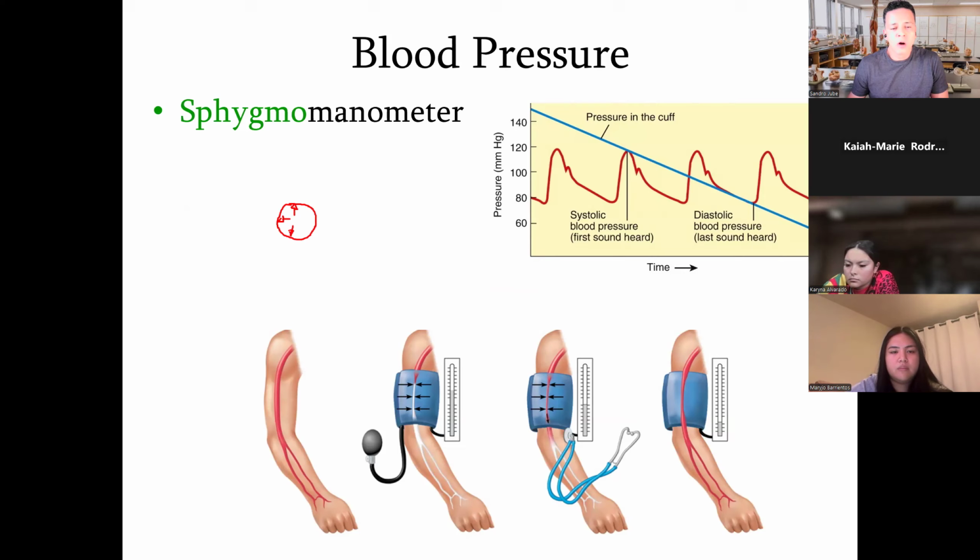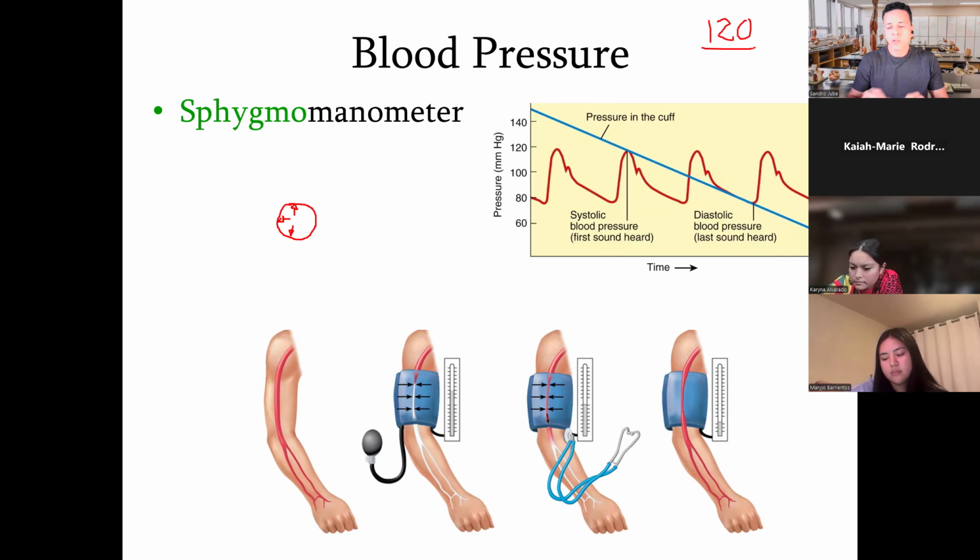And when our heart contracts and the ventricle pumps blood out of the heart, that blood will go into the arteries, which means now that we have more blood inside of the arteries. And the more blood you have in the arteries, the higher the pressure. So this is what we call the systolic blood pressure. And a normal systolic blood pressure is 120 millimeters of mercury.